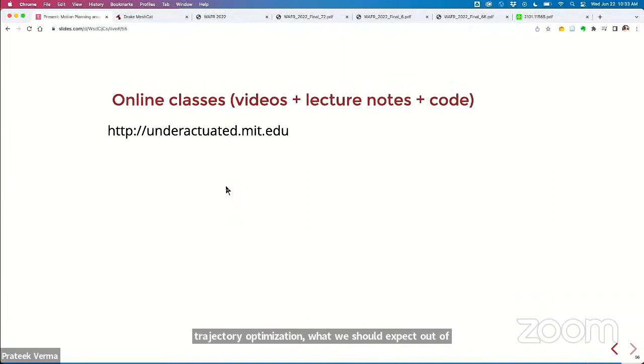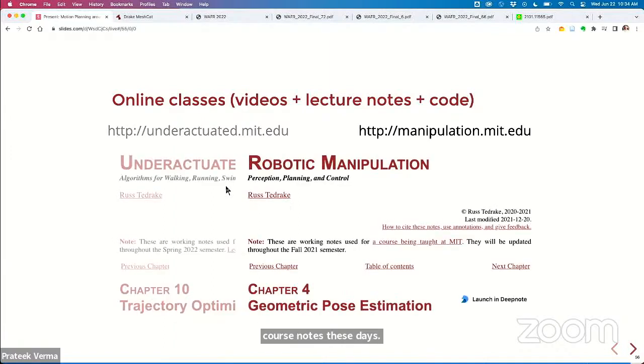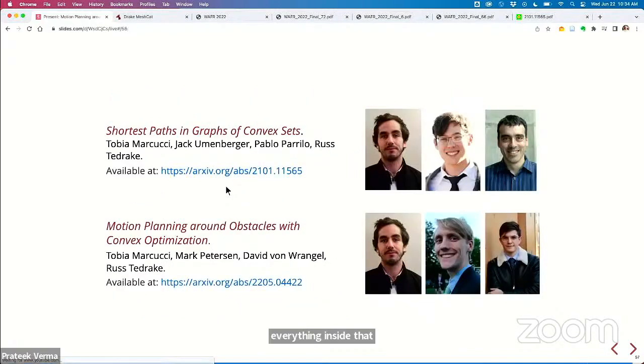If you want more, the demo I ran was actually right in the course notes for my class. Nowadays, I rarely write an example if it's not in the course notes. So there's an online class and lecture notes and everything inside that. And I'll stop by leaving the paper references up, and I wanted to leave some time for questions.